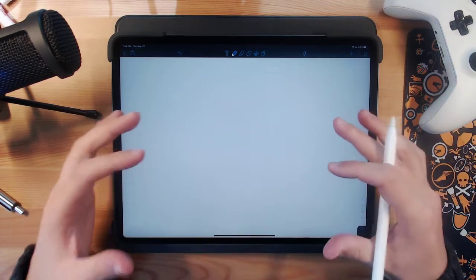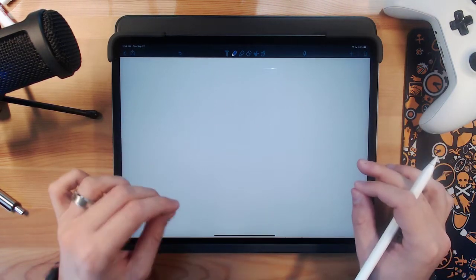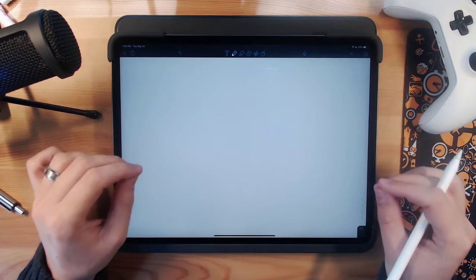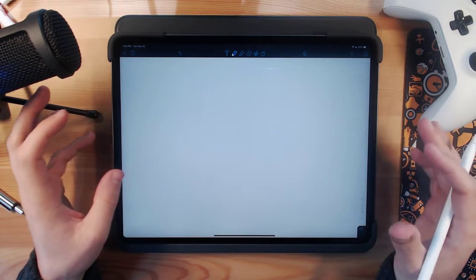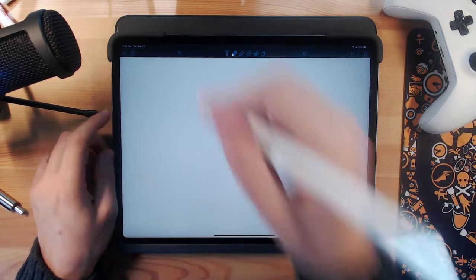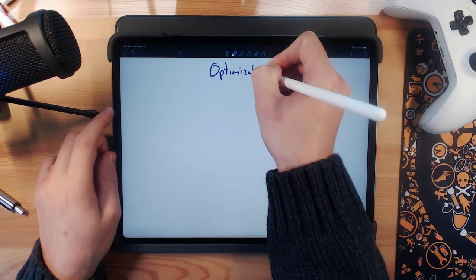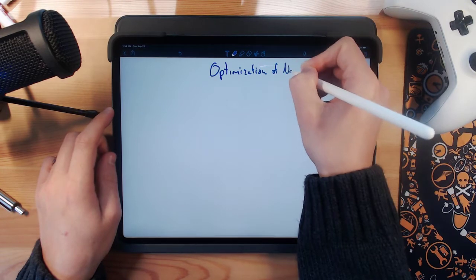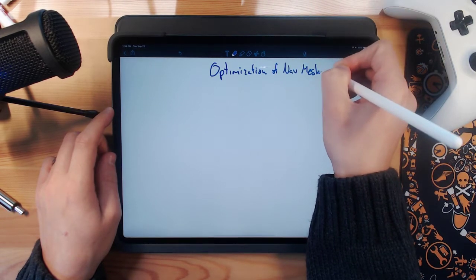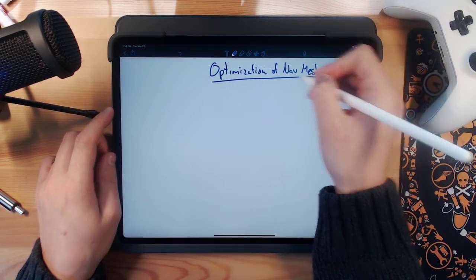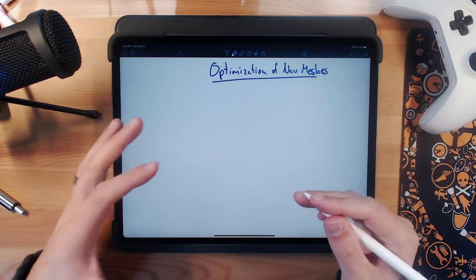Let's talk about optimizing navigation meshes, or a couple thoughts about how we could optimize the underlying data as we're generating it. So optimization of nav meshes tends to happen in a couple different places.